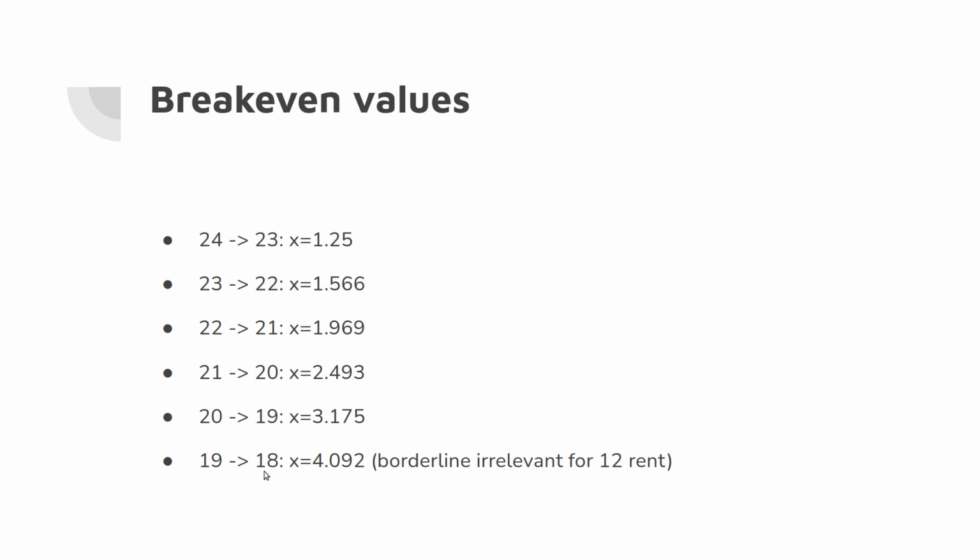So I didn't do any math for 18 to 17 because 18 to 17 is very relevant for 12 rent. And this is the value from 19 to 18. So surprisingly, at least for me, it is still beneficial to go below 20 symbols in order to optimize return.